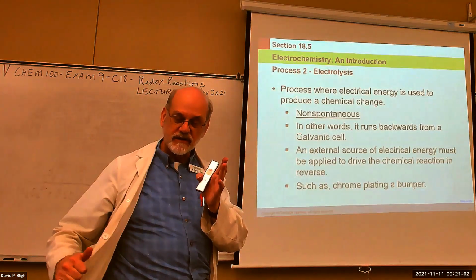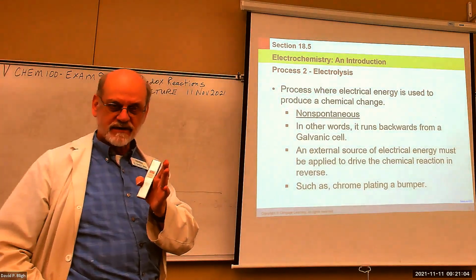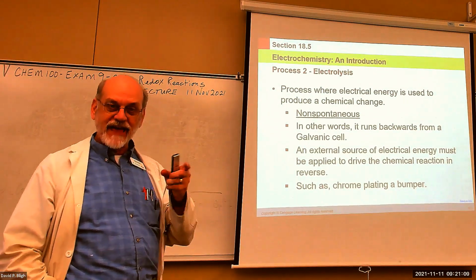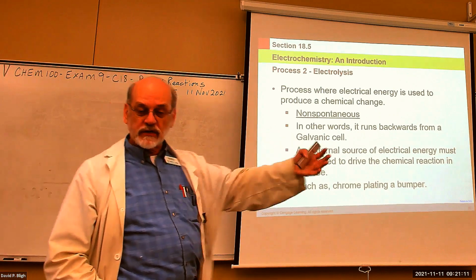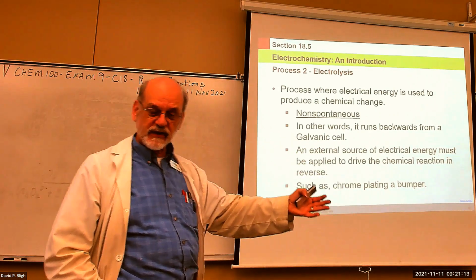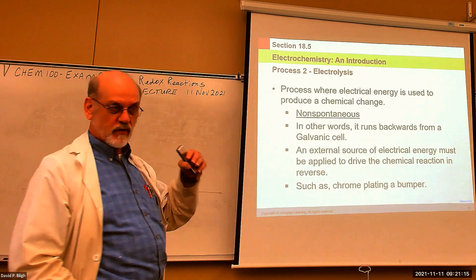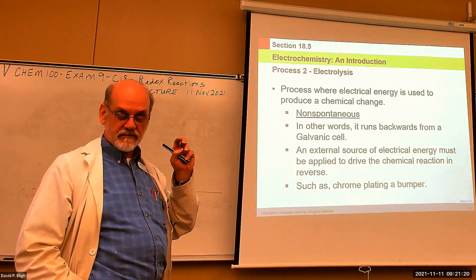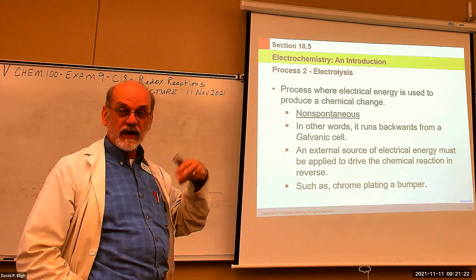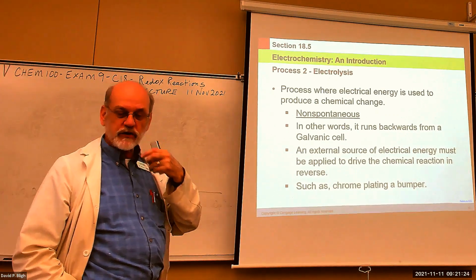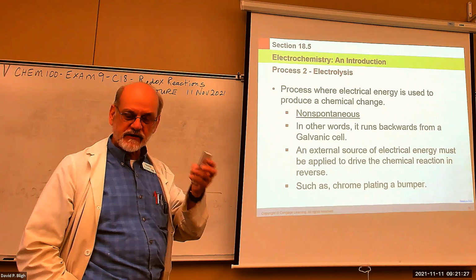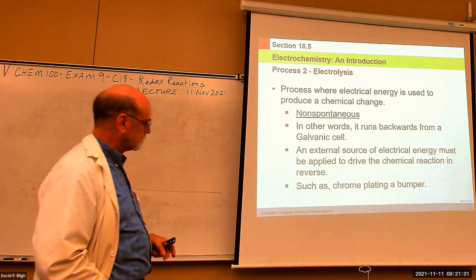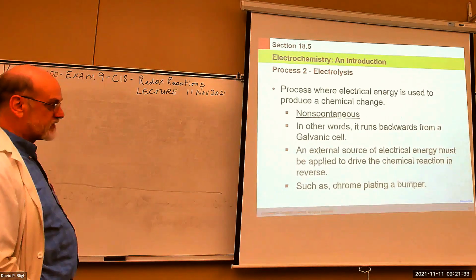So the bumper is the cathode. That's where reduction takes place. That steel bumper is the cathode. And then there's an anode in the solution where oxidation takes place. And we drive electrons through the bumper so that we can reduce chromium ions in solution and plate them on the bumper as chromium metal. That's one example.